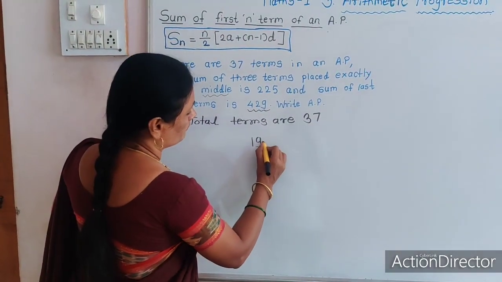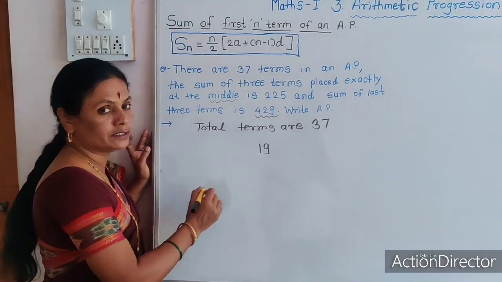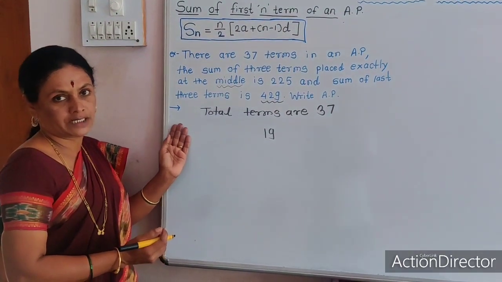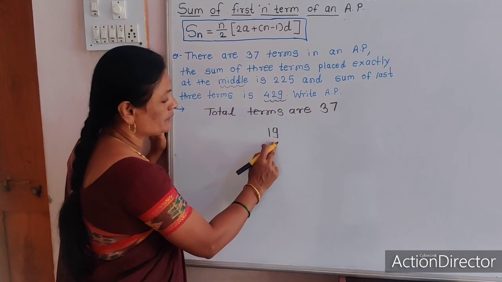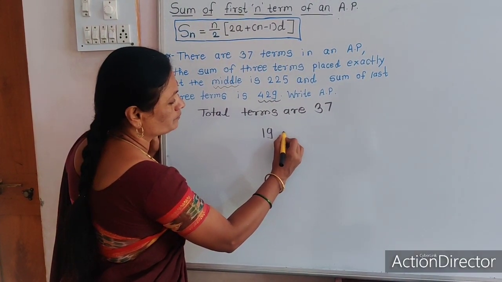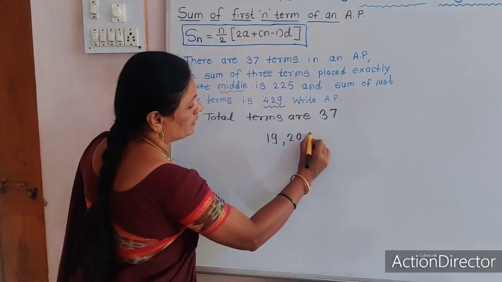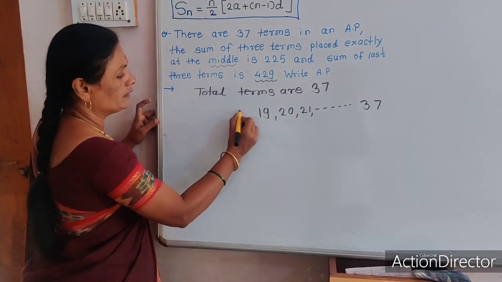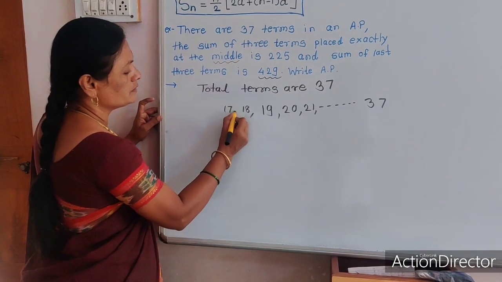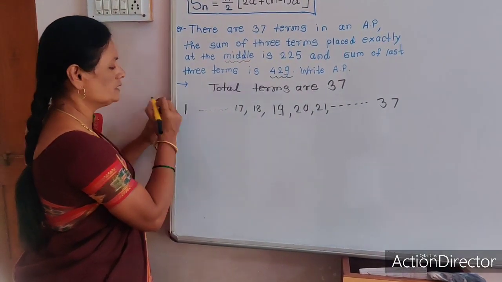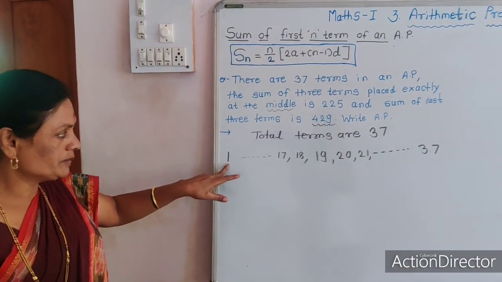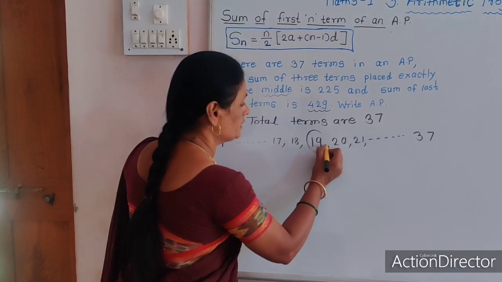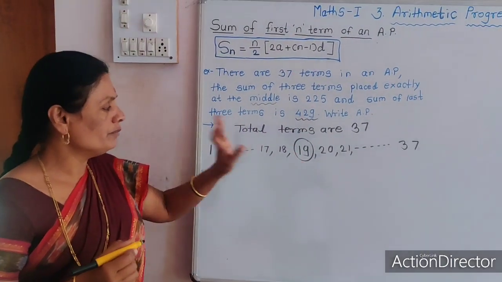And once the middle term is the 19th, on this side 18 terms will remain, and on this side 18 terms will remain. Therefore the middle term is the 19th, and here 20, 21, and in this way the last term is the 37th. And here 18, 17 and so on, the last term is the first. That is, this is the first term, 17th term, 18th term, 19th term. The 19th term is the middle term.